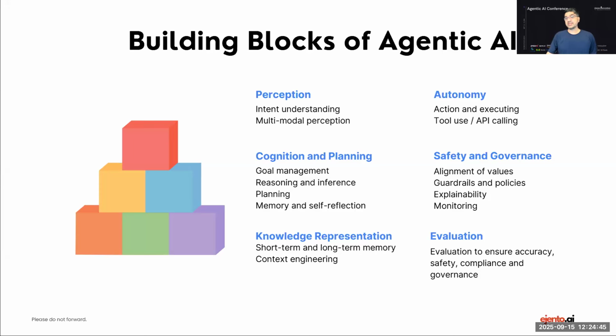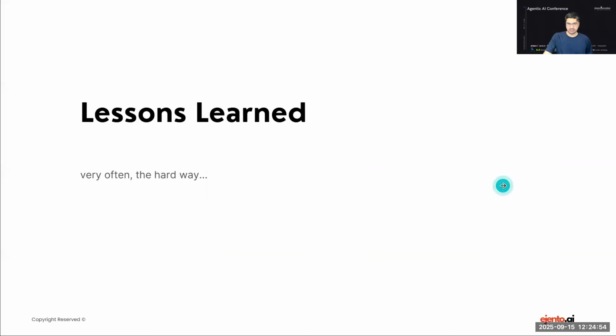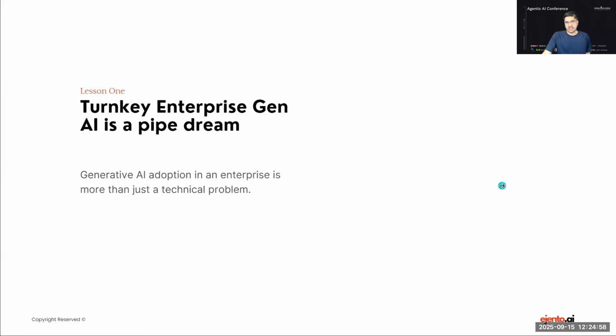So these are some of the building blocks that eventually turn into challenges when we are building agentic AI applications. We will talk about some of the lessons that we have learned. And for those of you who have attended all the sessions, you can now completely see how these are connected, right?